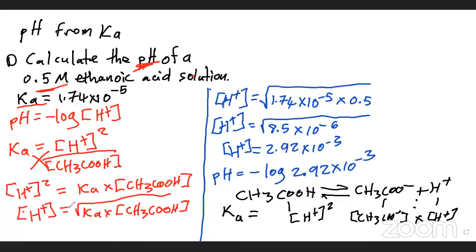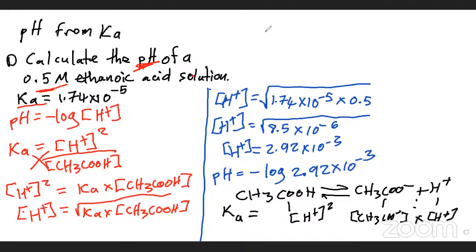This formula here is not going to change. So when I get Ka, I want pH. You're transposing this formula, it always ends up being the square root of Ka times the concentration of whatever weak acid you're given. All right. So that is what we did. And then we just plug in the values here. Once you get your hydrogen ion concentration, then you go ahead and take the negative log of it.